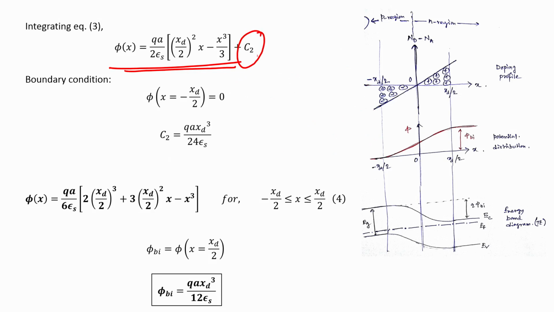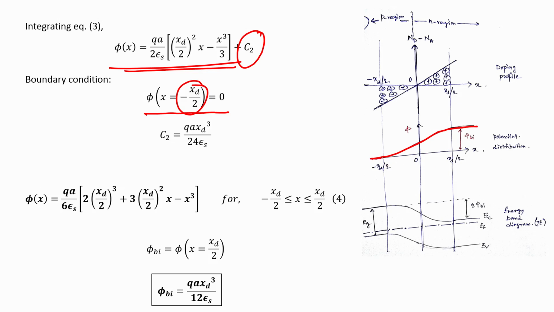So now we have to find this integration constant C2 under the boundary condition that the potential is 0 at x equal to minus xd by 2, that is a reference level. Just look into the diagram of the potential distribution along with the doping profile. If we match the potential distribution profile, it will look like this. This is a non-linear, cubical expression. So this is a potential profile.